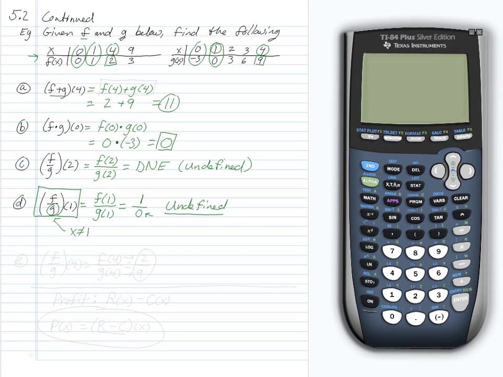So let's try one more of those. Let's do, how about f over g of 4? Okay, well, we'll figure out what f of 4 is and divide that by whatever g of 4 is. And as we saw in part A, f of 4 is 2, and g of 4 is 9. So those are our components and our quotient. The result would be 2 over 9.